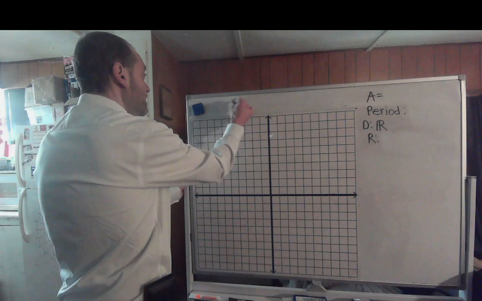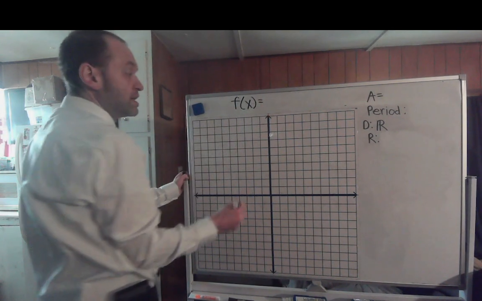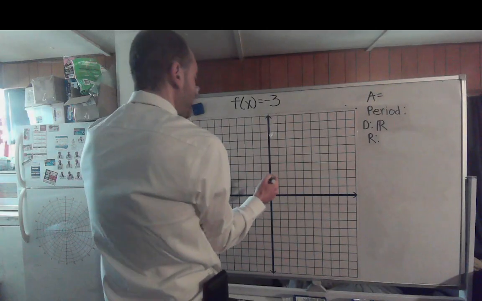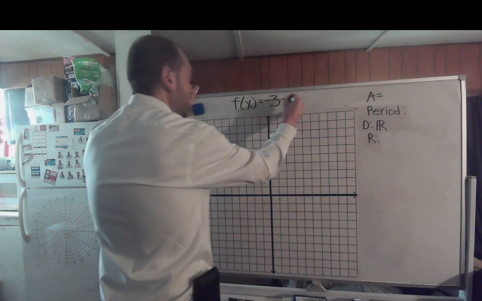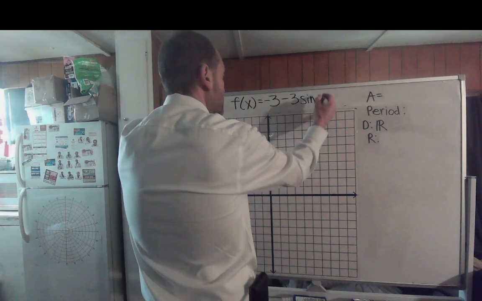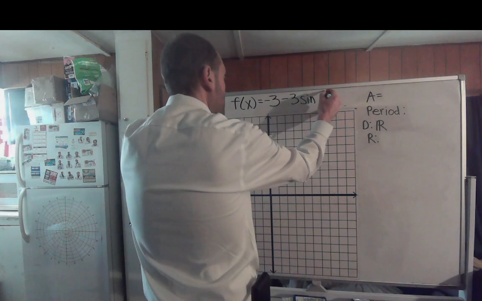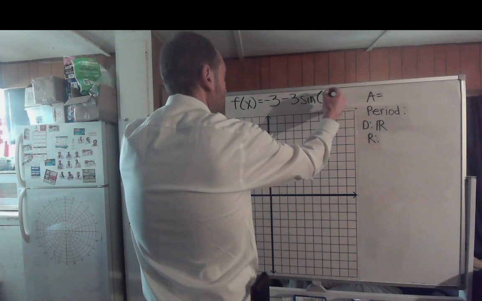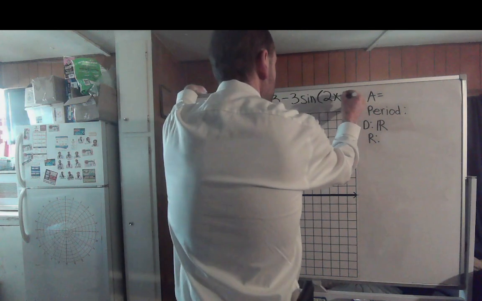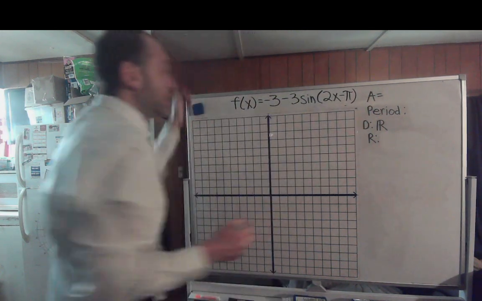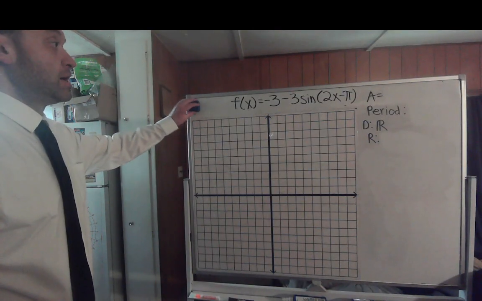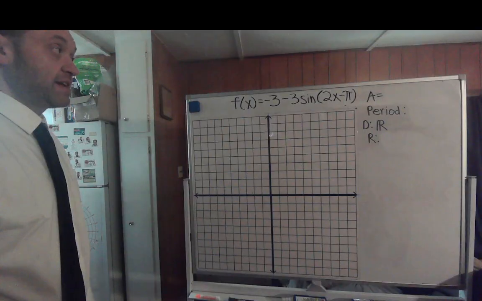So, let's say I'm going to give you f of x equals negative 3 minus 3 times the sine of 2x minus pi. We have a lot going on here. We sure do have a lot going on, don't we? So we're definitely graphing a sine function.